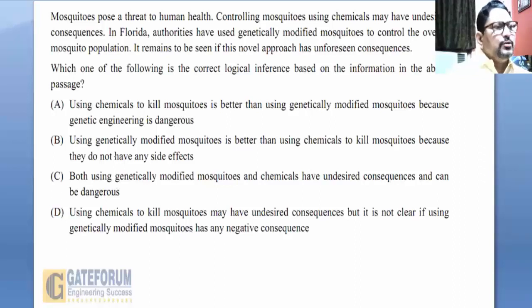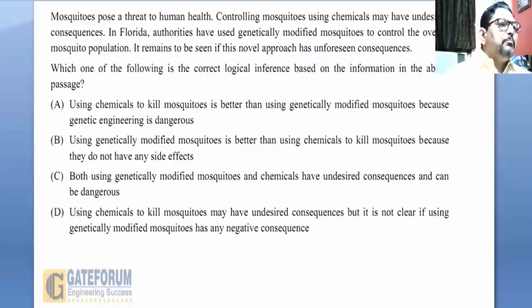Option B: using genetically modified mosquitoes is better than using chemicals to kill mosquitoes because they do not have any side effects. Well, this is an absolutely wrong statement because in the passage it has been said that this is a novel approach and we don't know about its consequences. So how do we know that they do not have any side effects? Side effects and consequences are the same thing. So this would also not be the correct one.